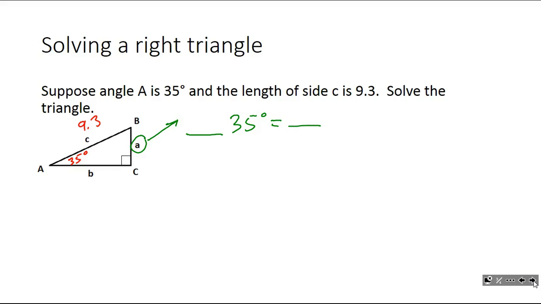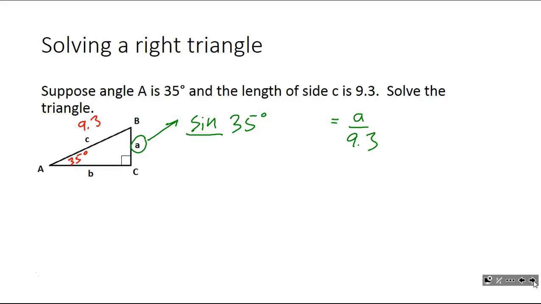Now think about how those would be labeled. A would be opposite of 35 and C would be the hypotenuse. Now opposite and hypotenuse, that should suggest to you the sine function. Sine equals the opposite over the hypotenuse, which is A over 9.3. And that's the equation we're going to solve. Turns out it would be pretty simple to do. Let me erase this in the middle because it was just for illustration. So this is our equation.